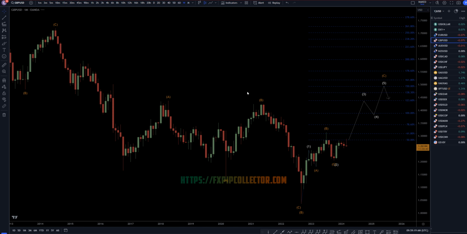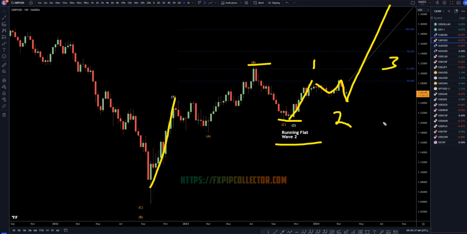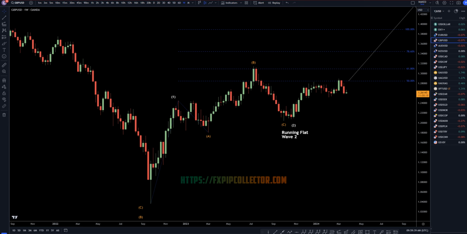So taking it down to the weekly time frame, definitely been going down for the last several weeks, but I still think this is a 1. I still think this is a running flat wave 2 in the middle right here. Higher high wave B, higher high wave C, definitely looks like running flat. That would make this a 1, probably make this an ABC of 2, and most likely it will go up for a wave 3, just like I showed on the monthly time frame.